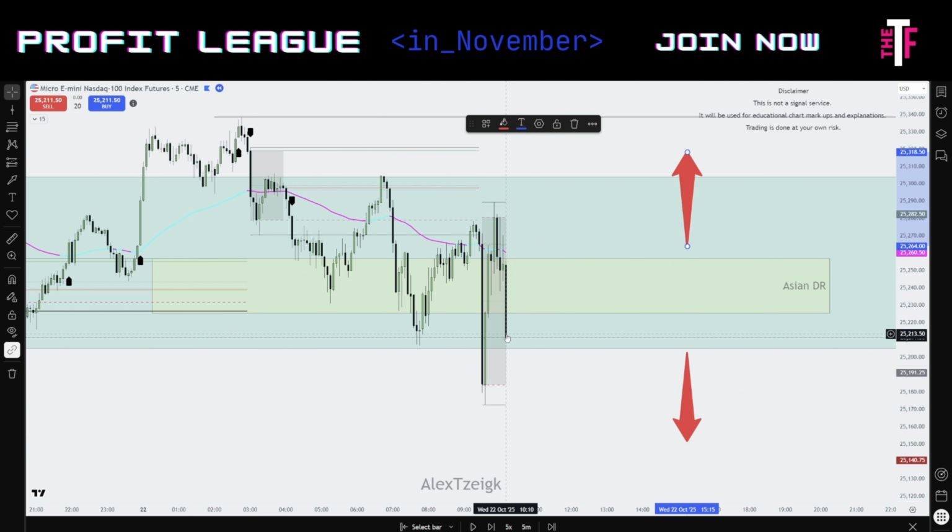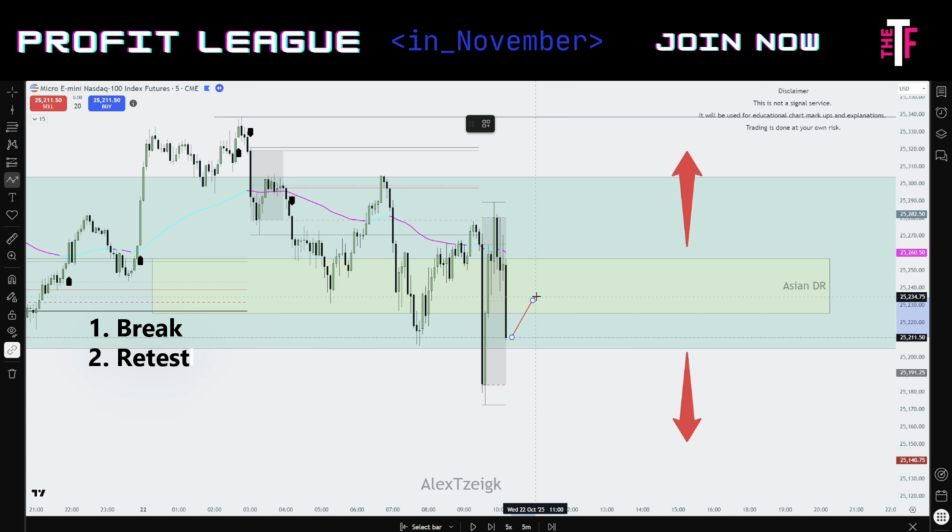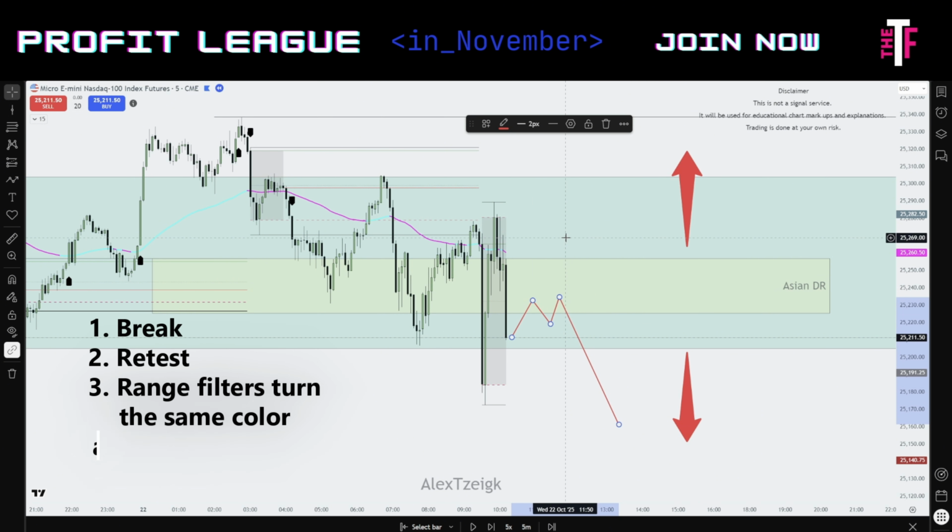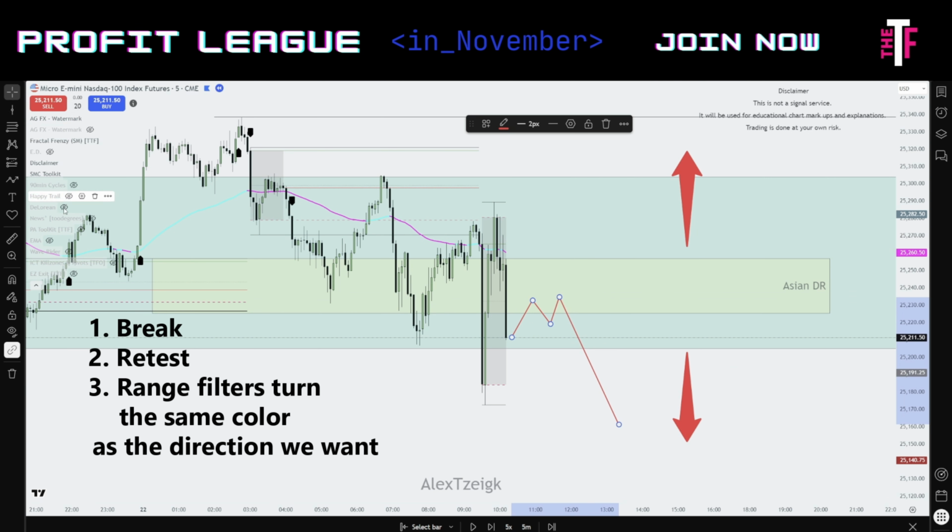In this situation, you see price broke again from the downside. What I want to see always in these kind of situations, I want to see the break, the retest of the Asian DR, and here I'm going to take a short trade towards the direction that we have the break, of course. But this time I'm going to use DeLorean for this trade idea. Let's see if we're going to have a retest. Yes, we had a retest.